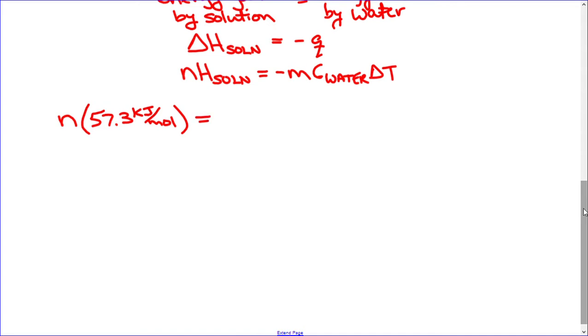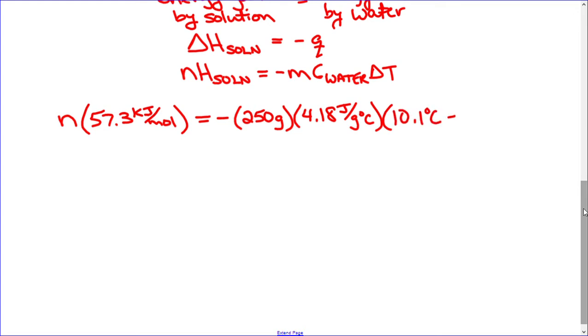And that's going to be equal to the mass value that we have, where I keep my negative out front, which is 250 grams, which was, remember, 2.50 times 10 to the 2 mL. And so 1 mL is equal to 1 gram when we talk about water. The specific heat capacity is 4.18 joules per gram degree Celsius. And my delta T value, final minus initial, is 10.1 degrees Celsius, subtract 22.7 degrees Celsius.